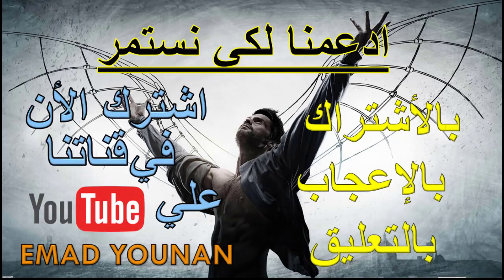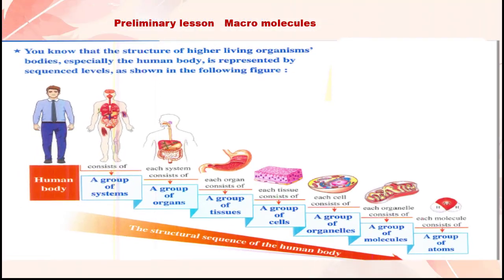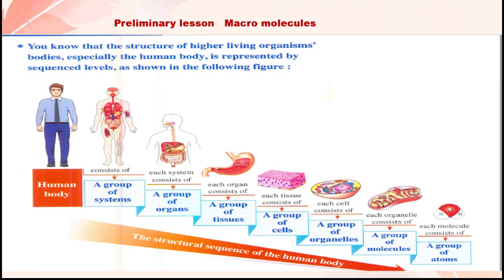Today we'll start together Unit 1, the chemical structure of living organisms. Preliminary lessons, microorganisms. From previous information, the structure of living organisms: a human body consists of a group of systems, a system consists of a group of organs, an organ consists of a group of tissues, tissues consist of a group of cells, a cell consists of a group of organelles, and organelles consist of small parts called atoms. So the highest structure of living organisms is the system, and the lowest structure is a group of atoms, which you call a biological molecule.